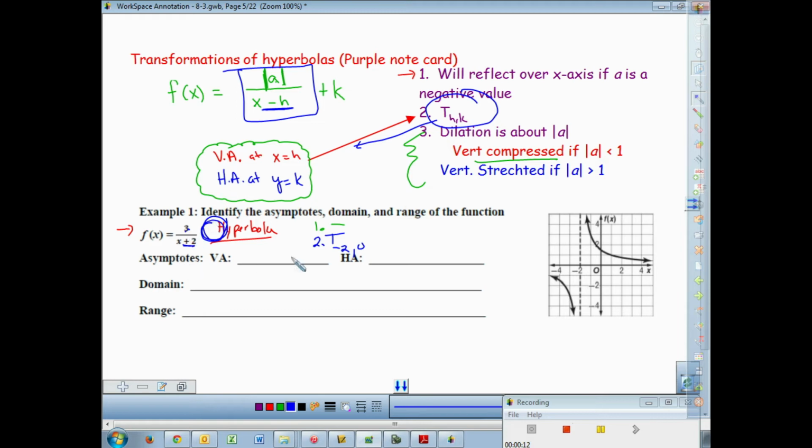They ask us to fill out the asymptotes. Our vertical asymptote is really simple. Vertical asymptote will be at x equals negative 2. Now let's realize why. What if x was negative 2? Substitute negative 2 in for x right now.